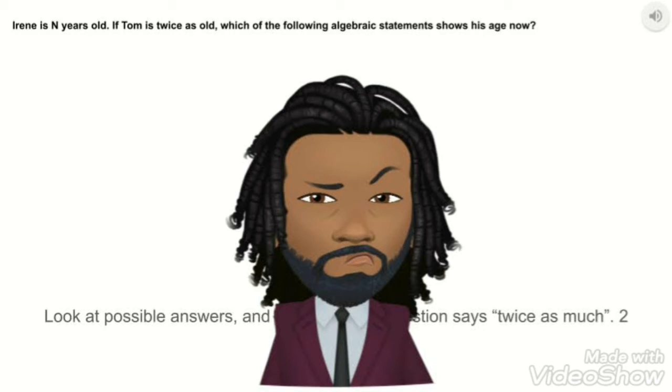So if she's n years old, he has to be 2n, right? Like, I don't care if she's 30. He's 2 times her age. He's twice her age. He's 60. If she's 10, he's 20. So Tom is twice as old. So would that be 2n, 2 divided by n, 2 plus n, 2 minus n, n minus 2, n plus 2?